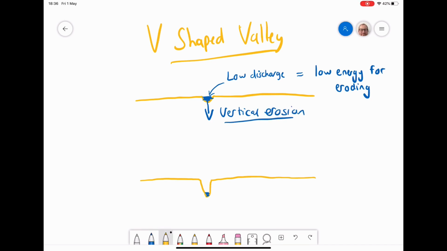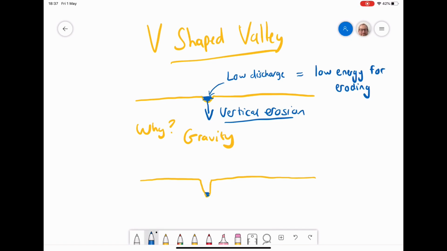But the question you might ask is, why do we get vertical erosion? And the key answer is gravity. Gravity is having such a big influence on the river here. We're at such a high altitude, so gravity is pulling that water down. So when it does have enough energy to erode, it will erode down into the valley.